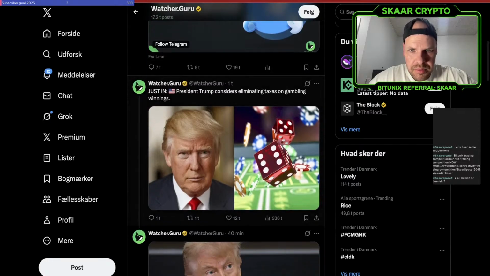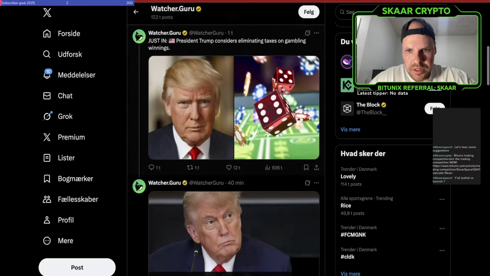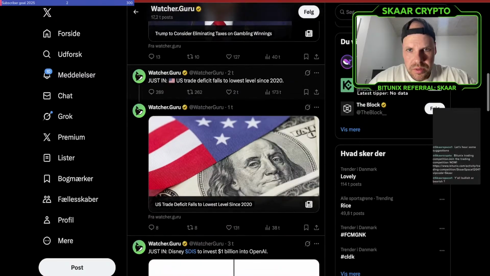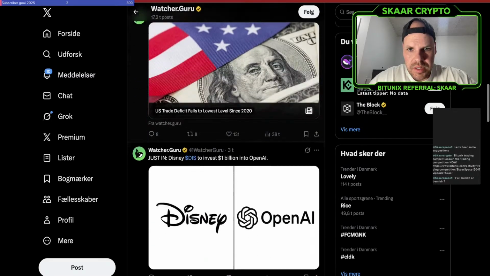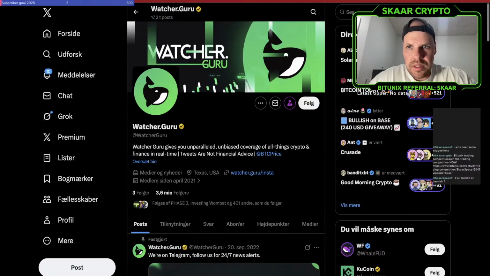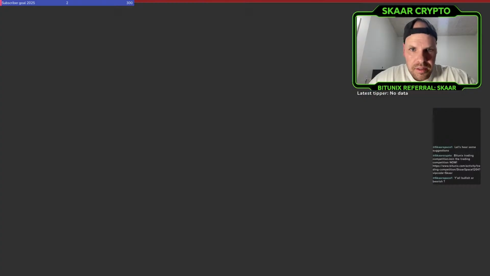taxes on gambling, wait, what the fuck is going on in the US? US trade deficit falls to the lowest since, yeah, nothing really breaking going on right now. And I didn't even think that there was.